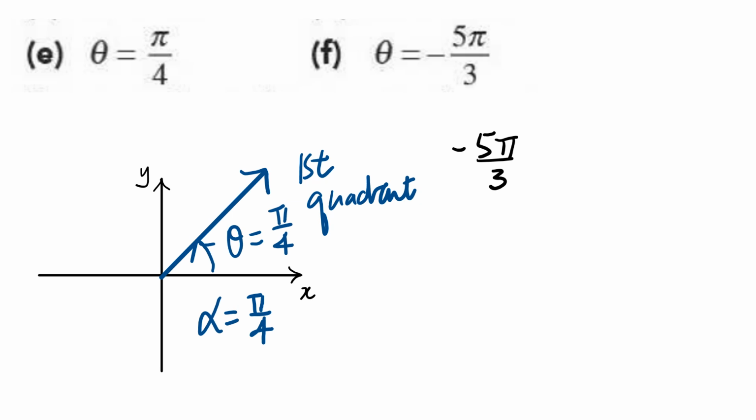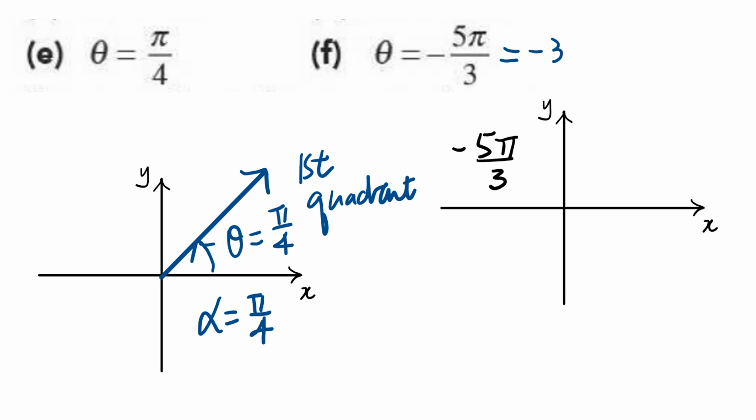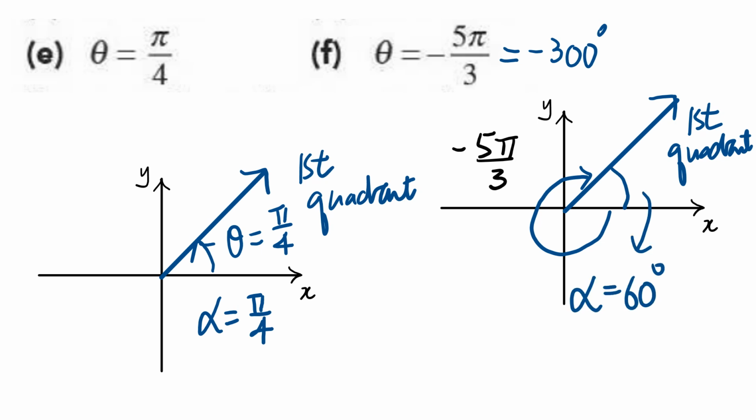Let's look at the second one. So negative 5 pi over 3 is negative 300 degrees. So if you measure the angle in a clockwise direction, you end up in the first quadrant. So your reference angle is 60 degrees.